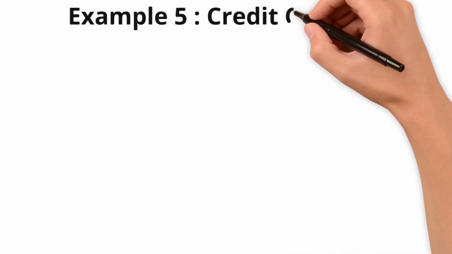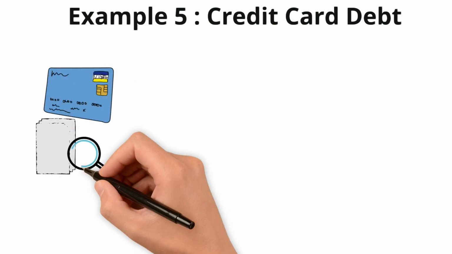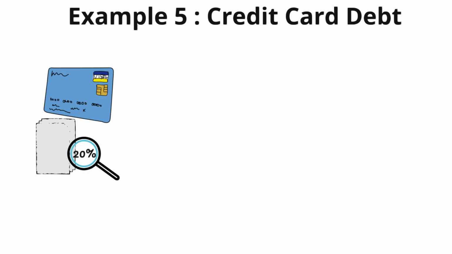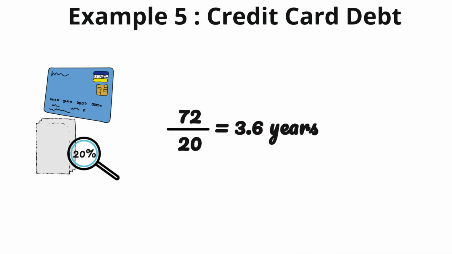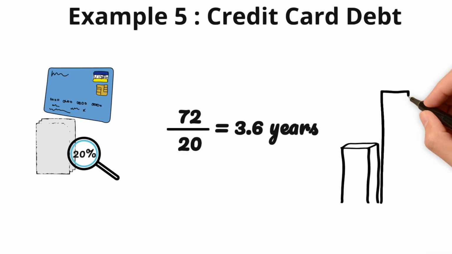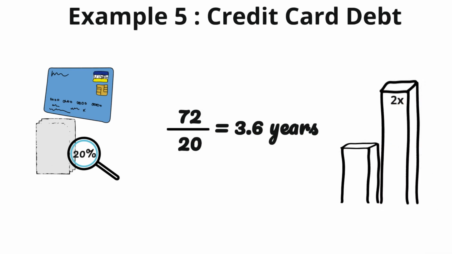Example 5. Let's switch gears and look at the flip side, credit card debt. Suppose you have a credit card with a hefty 20% annual interest rate. Applying the rule of 72, you divide 72 by 20, giving you 3.6. This means your credit card debt will double in just 3.6 years if left unchecked. A stark reminder of the importance of paying off high interest debt as soon as possible.